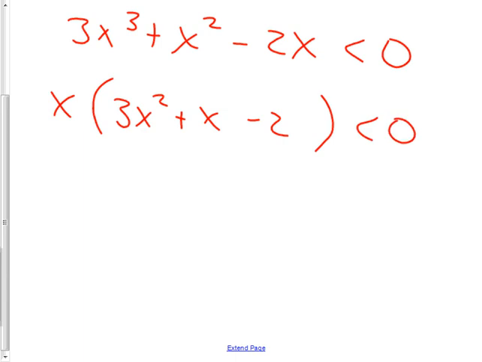Remember, this is a less than problem, which means your answer is a number line. And then interval notation at the very, very end.